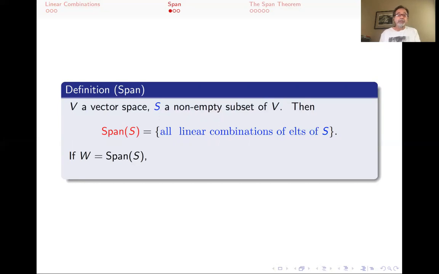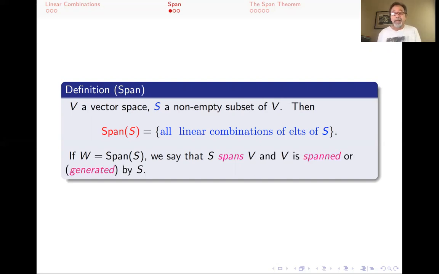Now, if W is the span of S, some of the ways that we use this vocabulary is we say that S spans W, not V, sorry, and W is spanned or generated by S. That is a typo. Those V's should be W. This definition is almost right. It's not 100% correct though. I need to fix something before it actually becomes correct. I have to add the word finite. I also have to change those V's to W's.